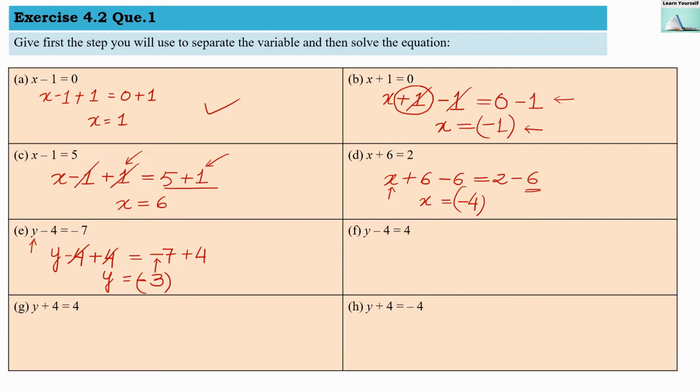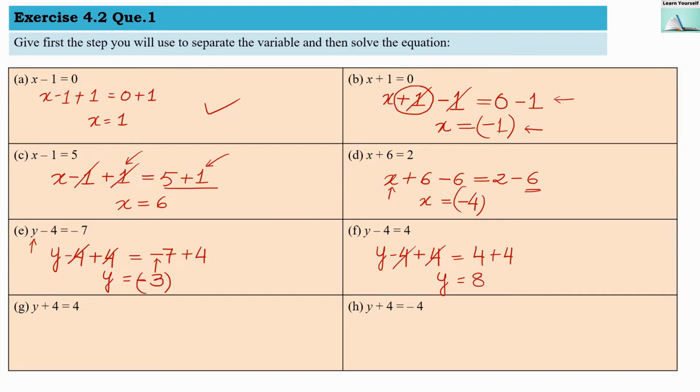Equation F is y minus 4 equals to 4. So y minus 4 is there. If I want to make my variable separated, then I have to add here 4. And similarly, towards RHS, I am going to add 4. So these two numbers will get cancelled out. I will get here y equals to 4 plus 4, 8.